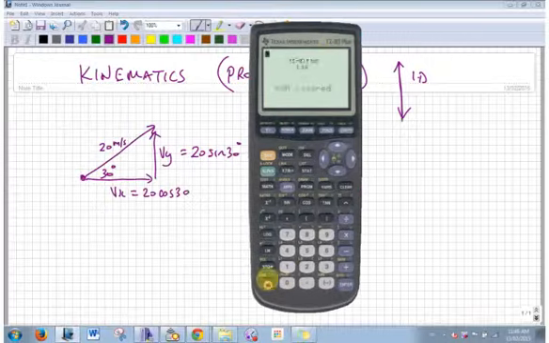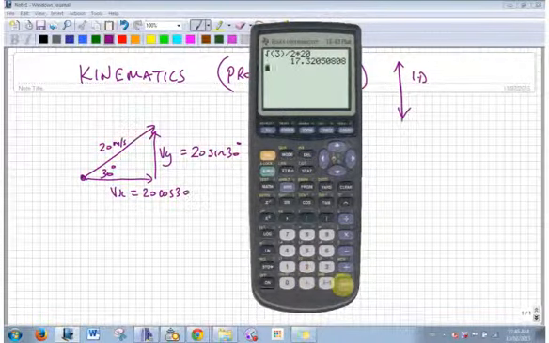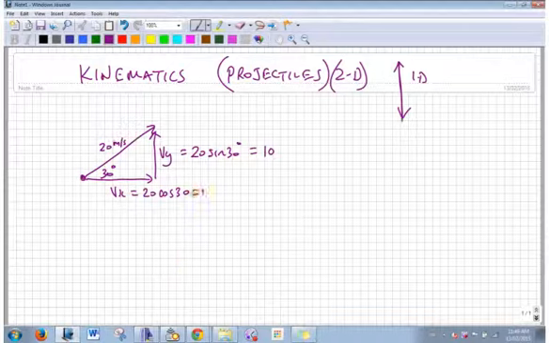And I'm a smart boy, so I know cosine of 30 is root 3 divided by 2 times 20. That's 17.3 meters a second. I'm just going to skip the units, but we know it's meters a second. Okay?